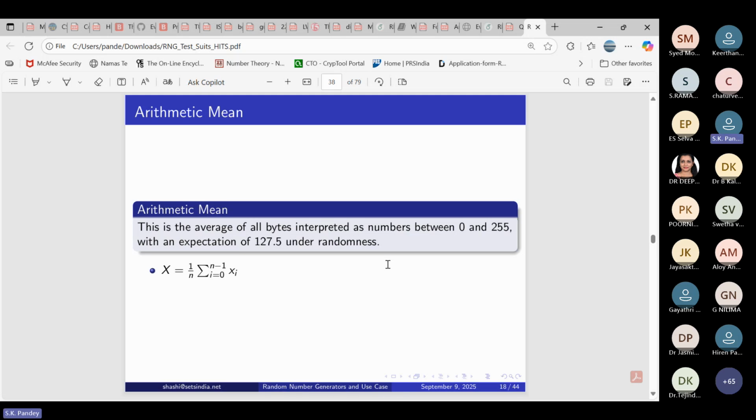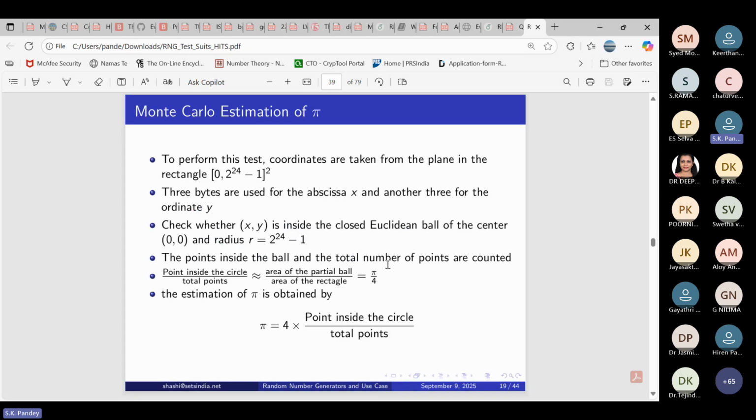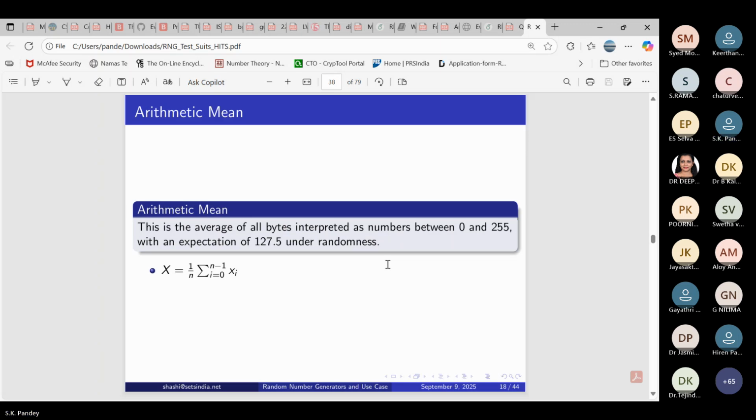So whatever sequence I generate, I convert it into bytes, integers, and then I find the average. If this average is close to 127.5, then I can tell that this is satisfying the arithmetic mean condition. If it is less than that, then I can tell that some number is repeating in this whole binary with a greater frequency. So this is again a vulnerability, and we can tell that we are able to find a pattern.